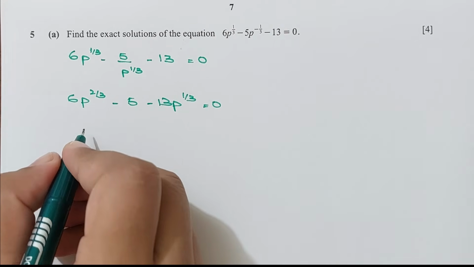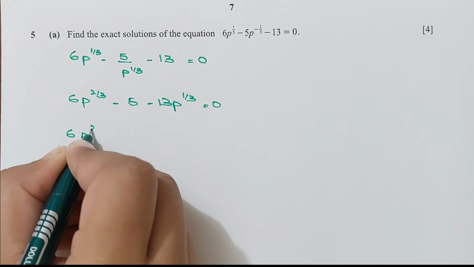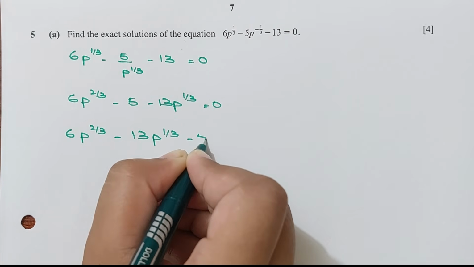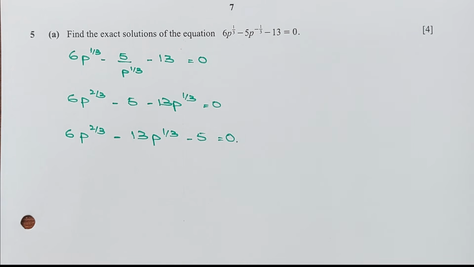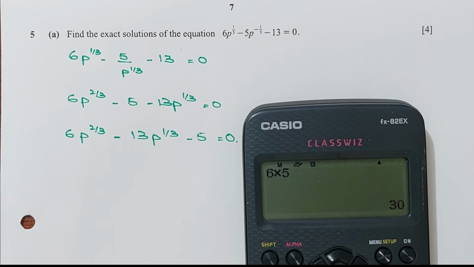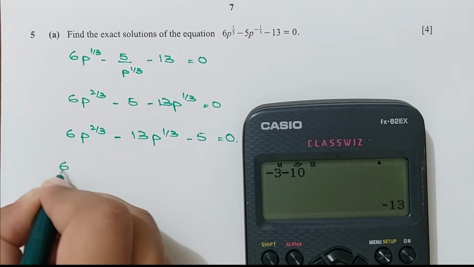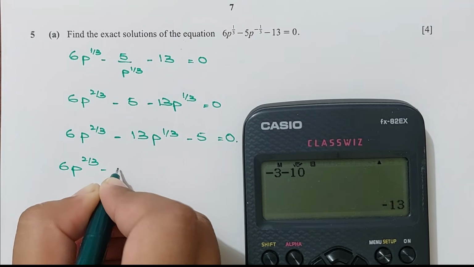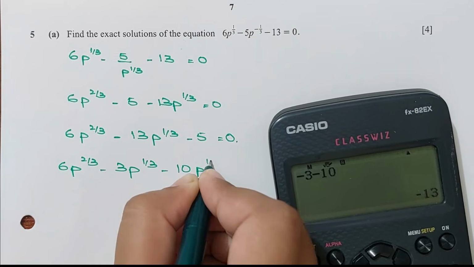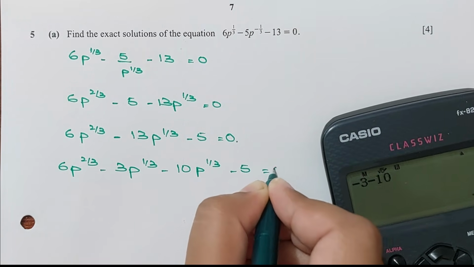Now rearrange it. So 6p^(2/3) minus 13p^(1/3) minus 5 equals 0. Now let me factorize this. 6 times 5 is 30. We have to make factors of 30. 3 times 10 is 30, and 3 minus 10 is negative 7... so we write 6p^(2/3) minus 3p^(1/3) minus 10p^(1/3) minus 5 equals 0.